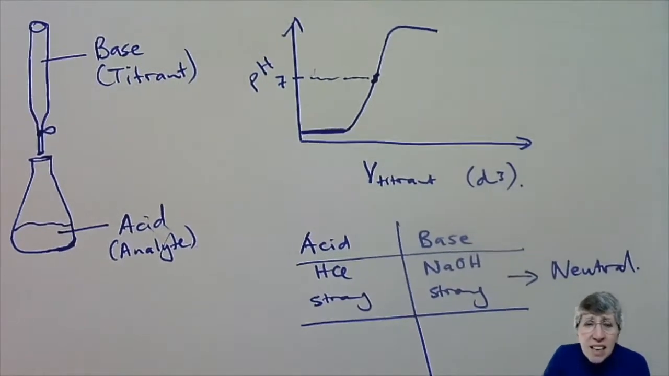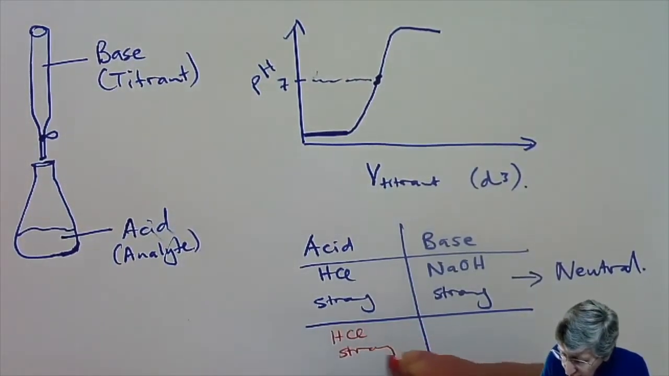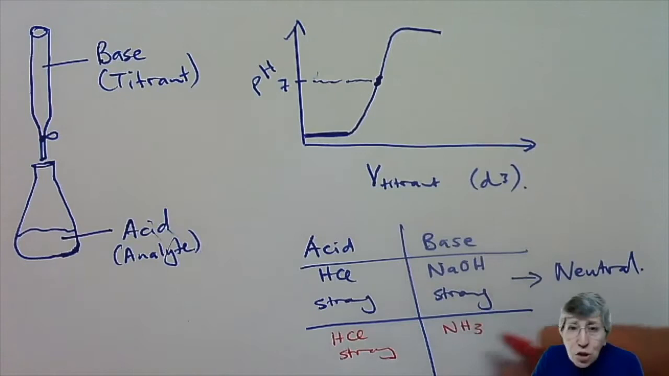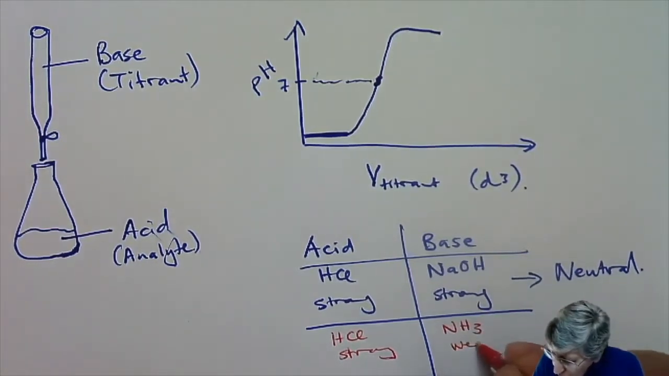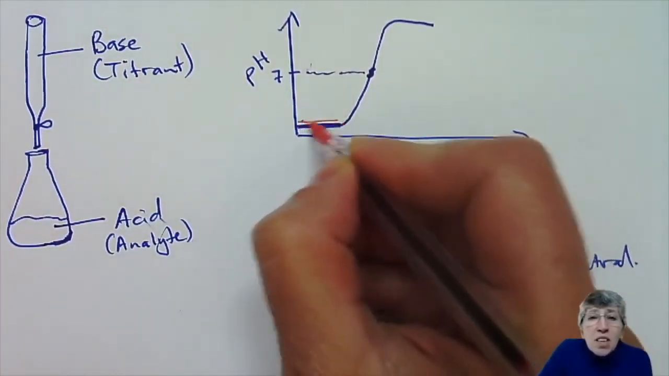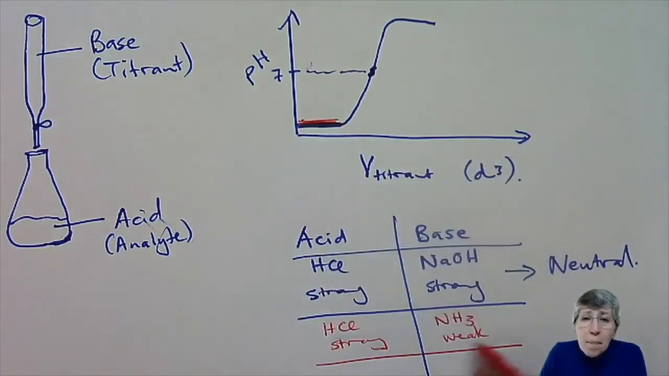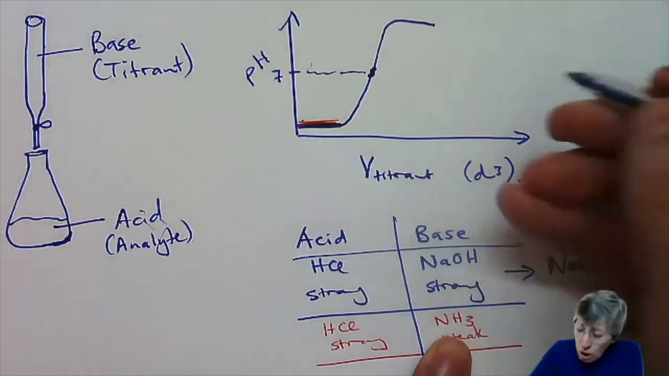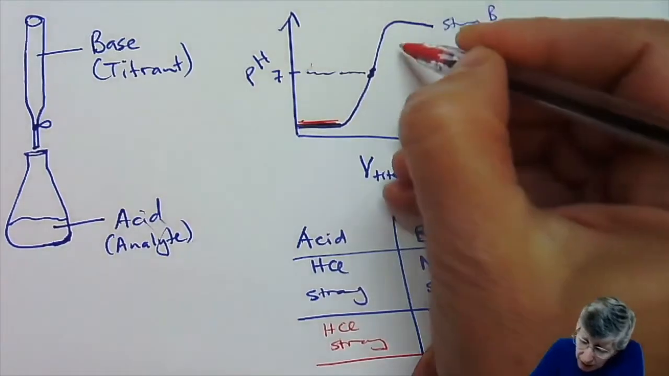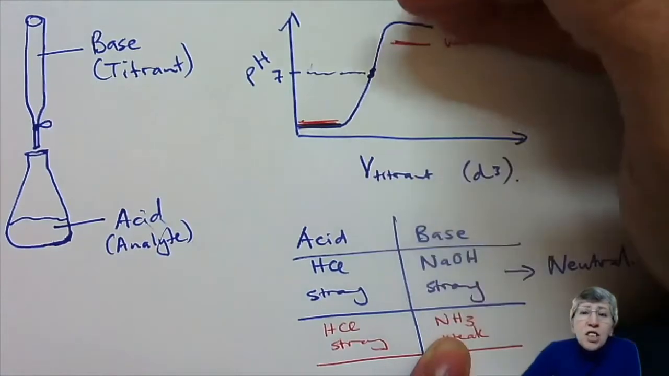But let's take another example. Let's say I'm taking HCl, which is a strong acid, right? But now I'm going to use an ammonia solution, actually ammonium hydroxide. And what do we know about ammonia? Ammonia is weak. So once again, I'm starting out with a strong acid, which has got a very low pH, but I will end up not with my strong base with a very high pH, I will end up with a weak base where the pH is not as high.